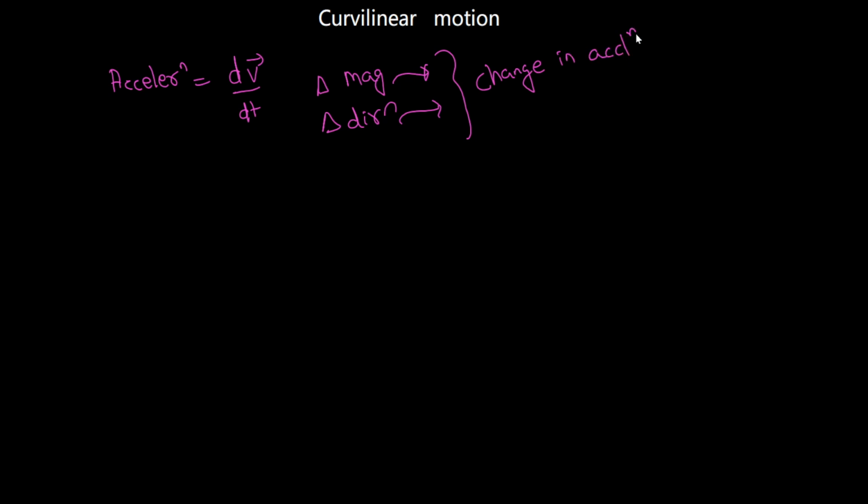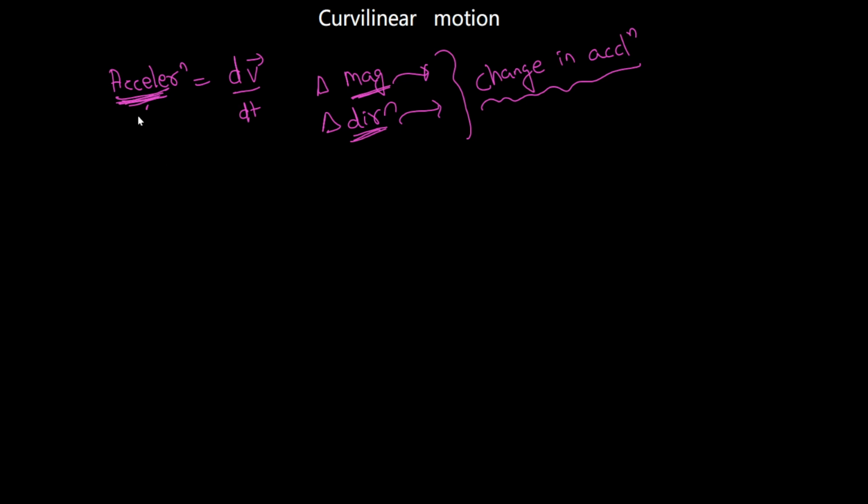Getting my point? So we have to consider both magnitude variation and direction. If there is any change in direction or any change in magnitude, we have to consider both. Then only we will be able to get the actual value of the acceleration in curvilinear motion. In case of curvilinear motion, the acceleration can be classified into two.